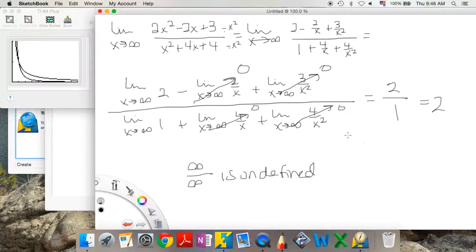So if you're looking at the limit as x goes to infinity and you get x over x when you simplify it, or, well, if you get something that's going to go to infinity over infinity, it's going to be undefined if you have x over x.